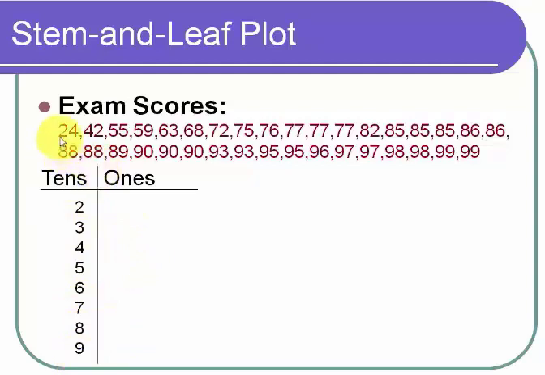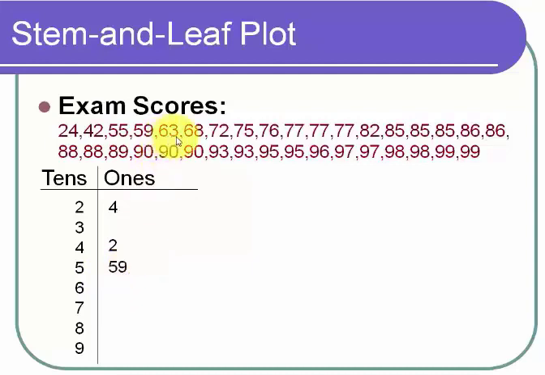Then I'm going to look at the data values. I have a 24. That has a tens digit of 2 and a ones digit of 4. So I put a 4 for the ones digit. Then I have a 42. I don't have any 3s for the tens digit, so that gets left blank. But for the 42, I have a tens digit of 4 and a ones digit of 2. For the 50s, notice each of them has a tens digit of 5, and the ones are 5 and 9. So under the ones, I put a 5 and a 9.